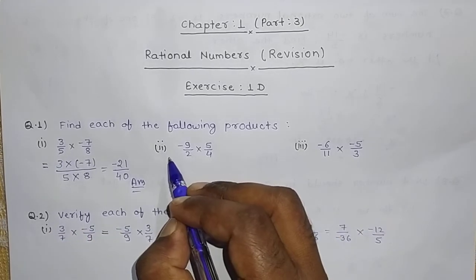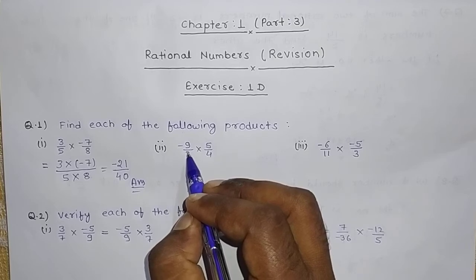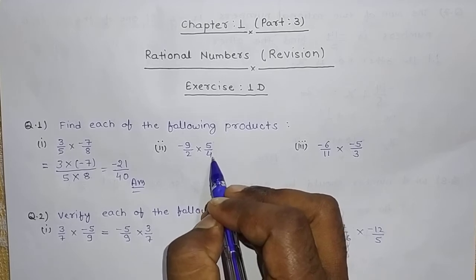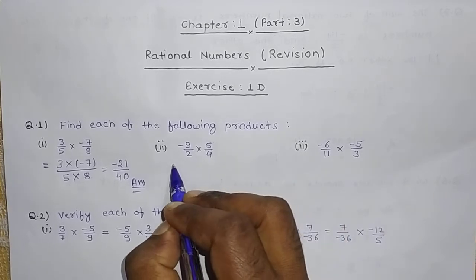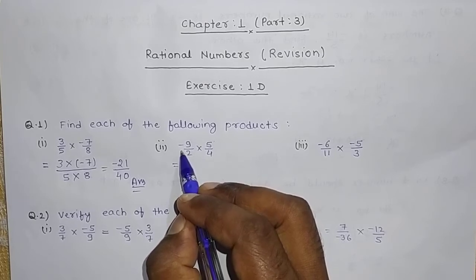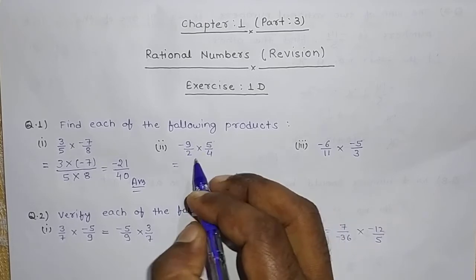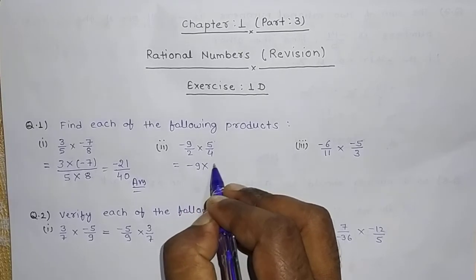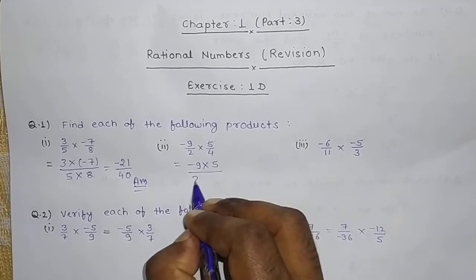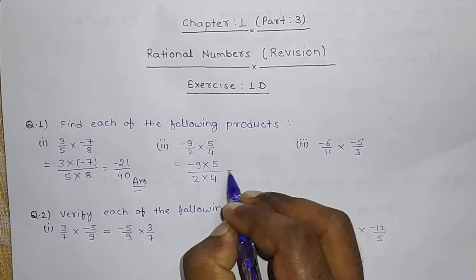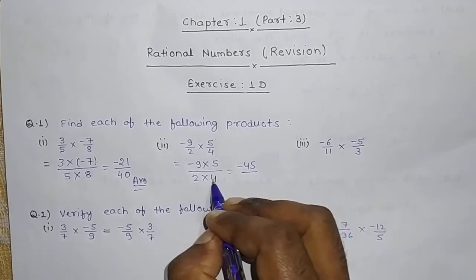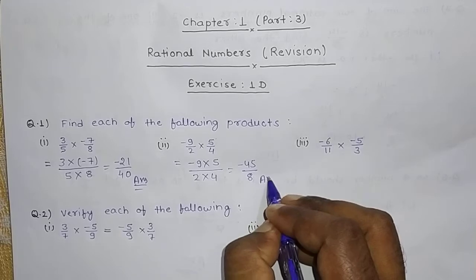Similarly, question number second. There are two numbers given, minus 9 by 2 and 5 by 4, and we have to multiply it. So first of all, multiply the numerators of both the numbers. So minus 9 into 5 divided by 2 into 4. So 9 5s are 45, that is minus 45 divided by 2 4s are 8. Now this is the answer.